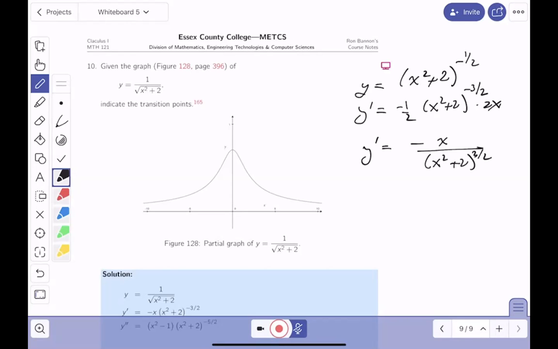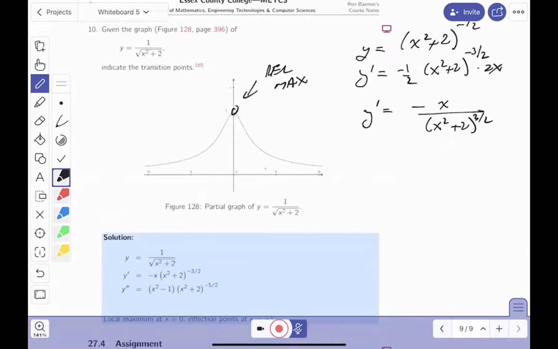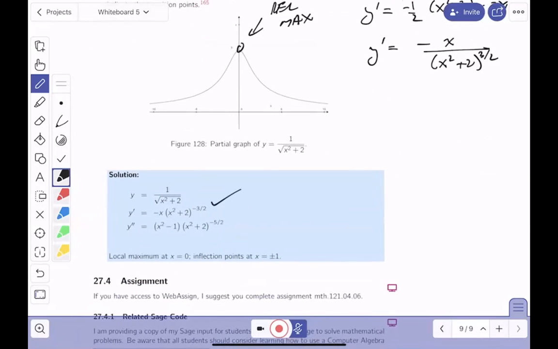Well, you know what? Depending on these things, they are all real numbers. There's only one place where it equals 0. So this is the place. This is the relative maximum here. The second derivative is going to be tough. Let me see if I got the first derivative right. Got it right over here.